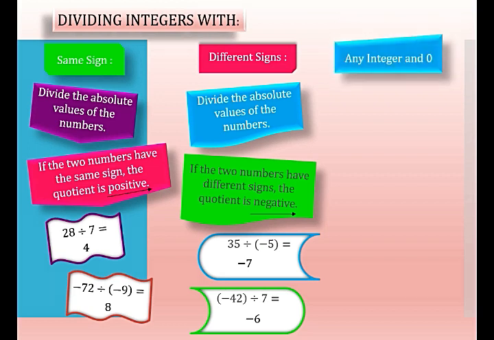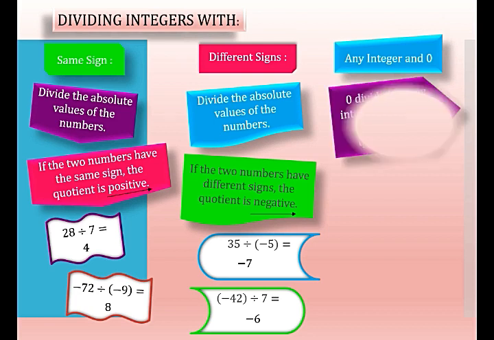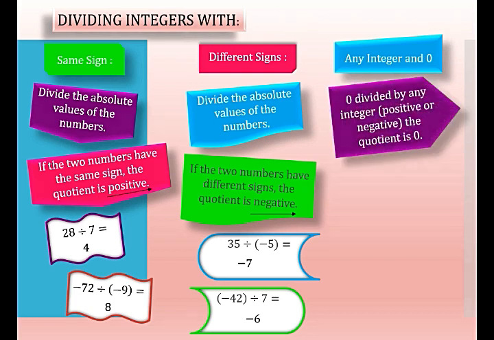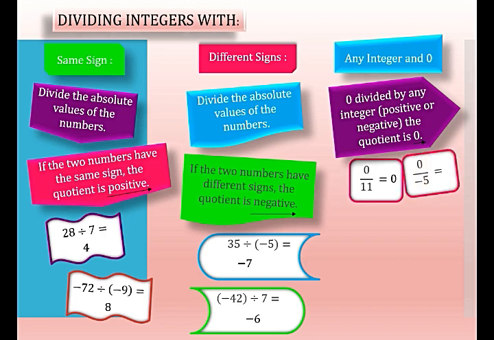Next is any integer and 0. 0 divided by any integer, positive or negative, the quotient is 0. In this case, 0 appears in the numerator. So 0 divided by 11 is 0, and 0 divided by negative 5 is 0.